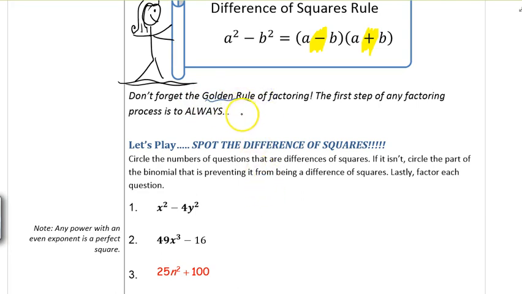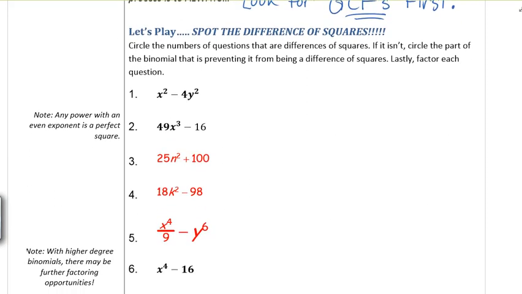Now, don't forget the golden rule of factoring. Always do what? Always look for blank, blank, blank. What goes in the blank? Hopefully you are saying GCFs first. Your life will be much easier if you take out any GCFs before you start any other factoring process.